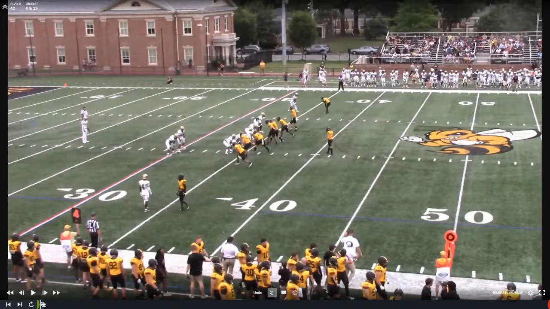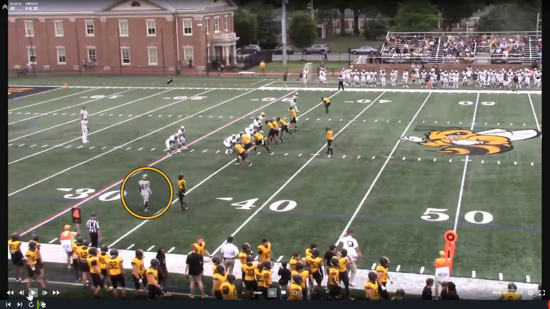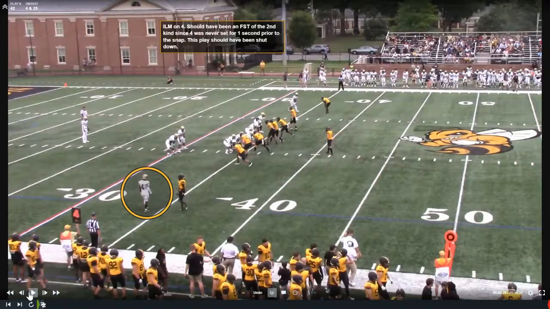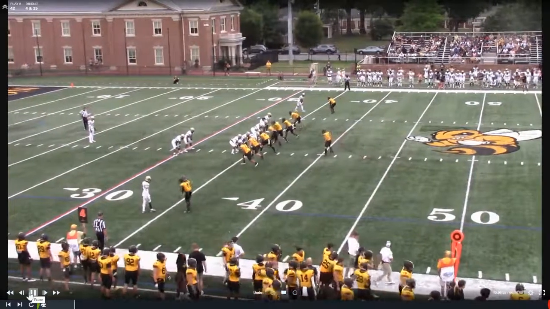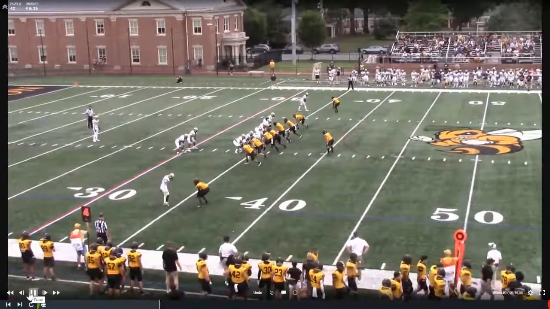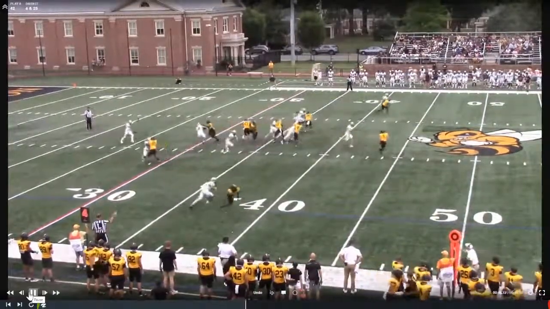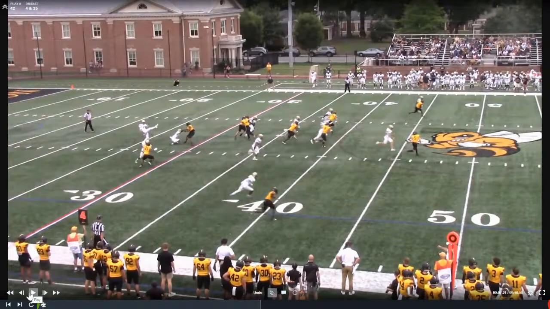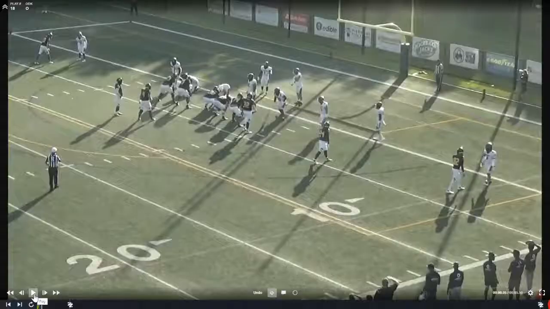Our next two plays involve false starts of the second kind. In this example, number 4 is not set before the tape starts rolling and continues to move without ever becoming set for 1 second prior to the snap. In situations like this, we need to shut the play down. This is considered a false start of the second kind, since the offense is never in formation before the ball is snapped. We have a similar situation in this example.